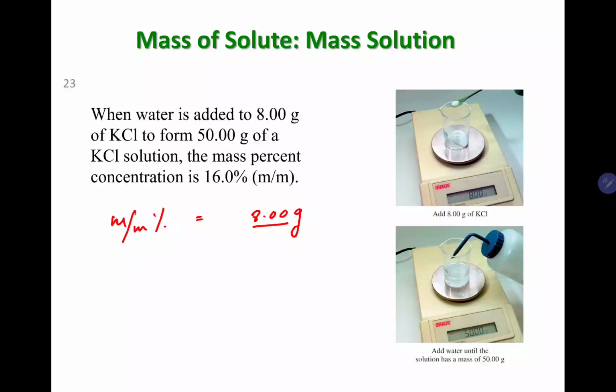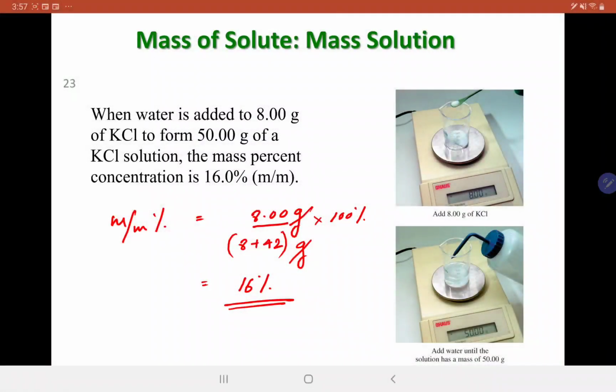The amount of solution is 50 grams, or in other words, it's 8 plus 42. 8 is the amount of grams you have for solute, and 42 is the solvent mass, or in other words, it is a total mass of 50, and multiply it by 100%. Grams to grams will cancel out, and then you will have 8 divided by 50 multiplied by 100. So the answer is 16%. That is how you calculate the mass percent.